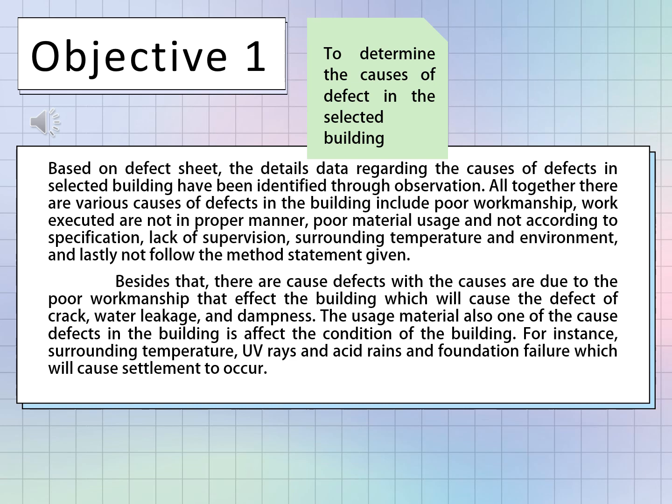method statement given. Besides this, there are defects caused by poor workmanship that affect the building, such as cracks, water leakage and dampness. The use of material is also one of the causes of defect that affects the condition of the building. For instance, surrounding temperature, UV ray and acid rain, and foundation failure, which will cause settlement to occur.